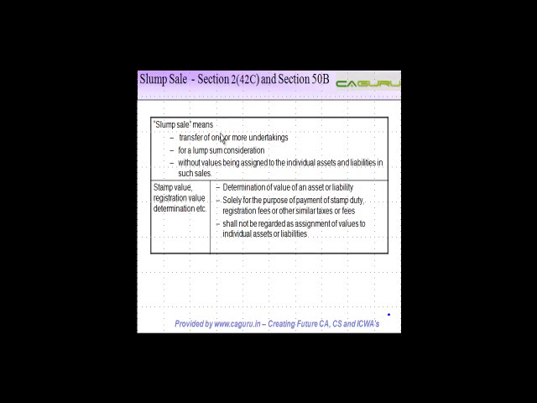Slump Sale, Section 2(42C) and Section 50B. While Section 2(42C) explains the meaning of slump sale, Section 50B provides how capital gains are to be computed in case of a slump sale. Before I get to the legal side, I will explain the meaning of slump sale.